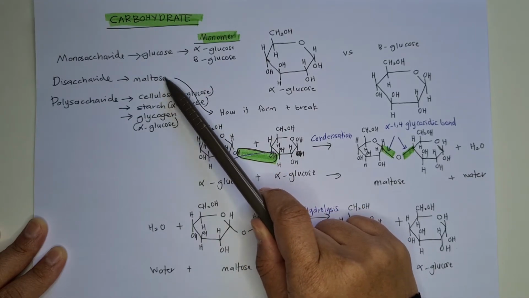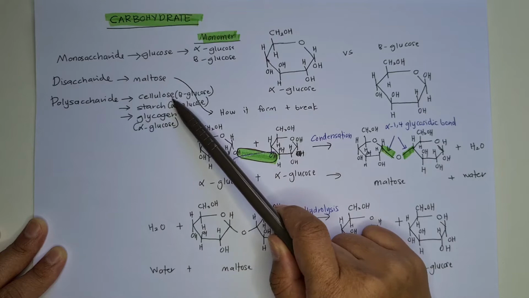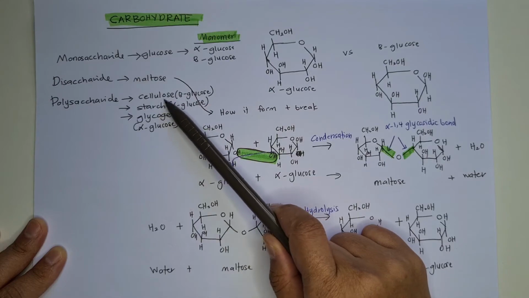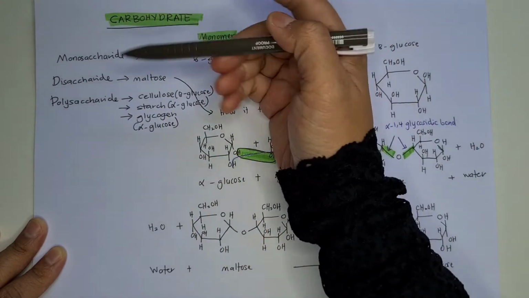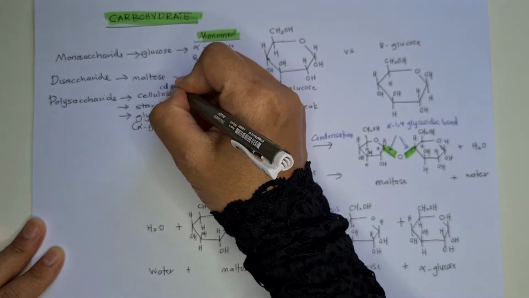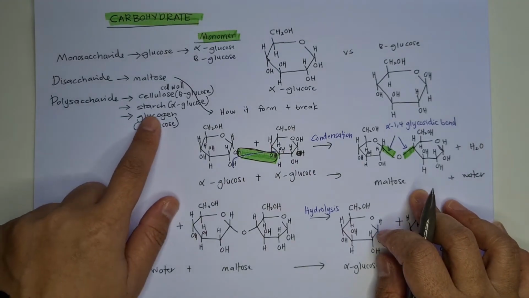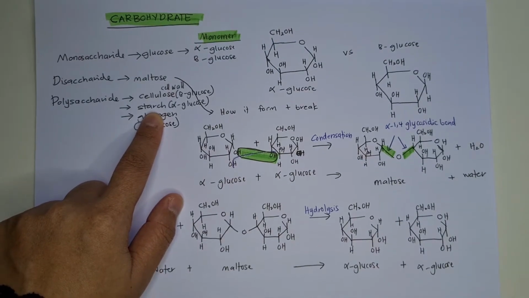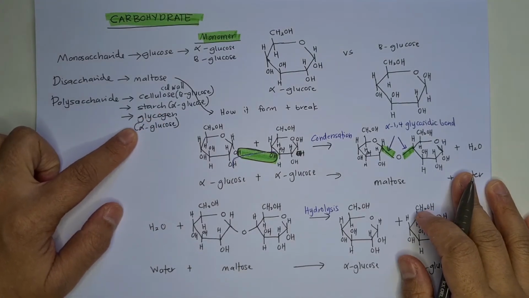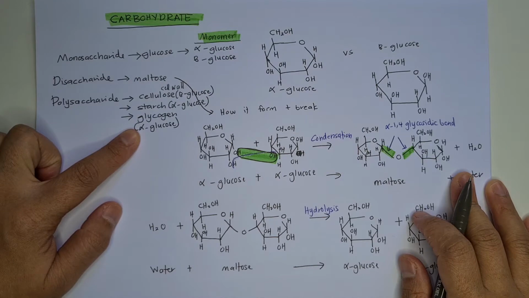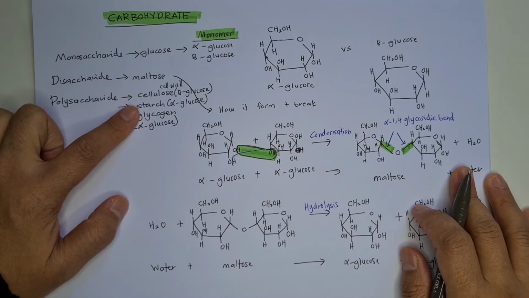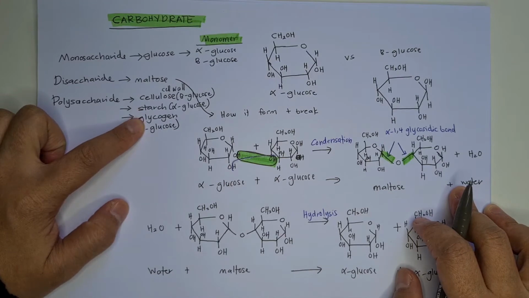Disaccharide is a combination of two monosaccharide or two monomer to produce maltose, and there are a few more. And last but not least, there is polysaccharide, which is cellulose in the cell wall of a plant, to give structural support. And then we have starch from alpha glucose, and then we have glycogen, also made up of alpha glucose. Okay, starch is a storage molecule in plants. Glycogen is a storage structure in animal.